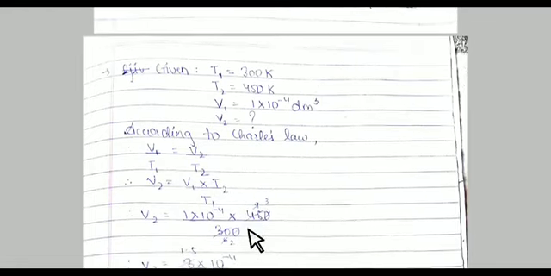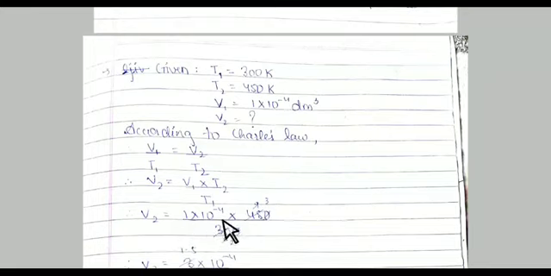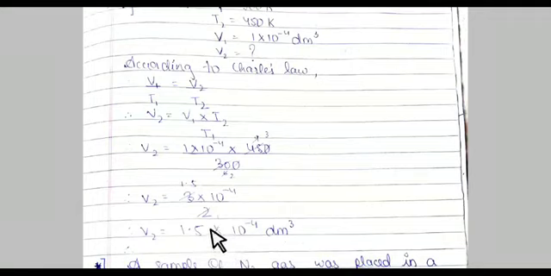Put the values. So we get 1 into 10 raised to minus 4 into 450 upon 300. Just cancel the 300 and 450. We get 1 into 10 raised to minus 4, meaning 10 raised to minus 4. And just divide these two values. So we get 3 upon 2. Whenever we divide 3 by 2, we get 1.5. So the answer is 1.5 into 10 raised to minus 4, and the unit is decimeter cube, because it is the volume.